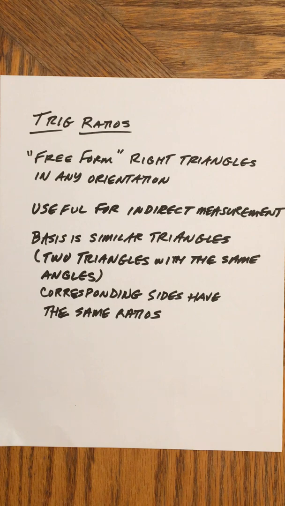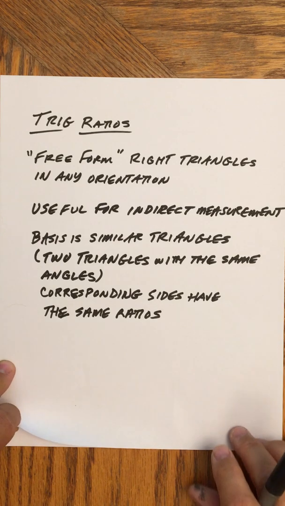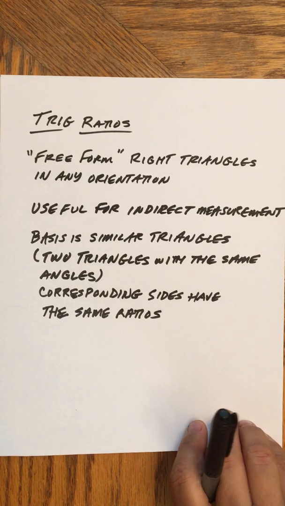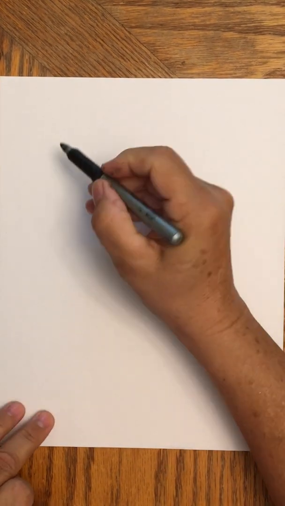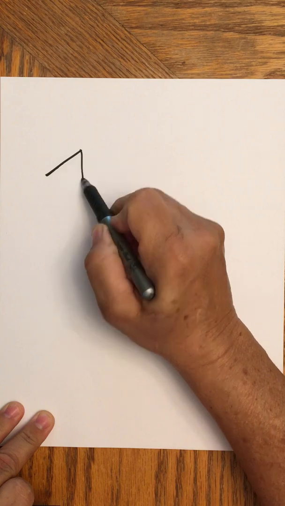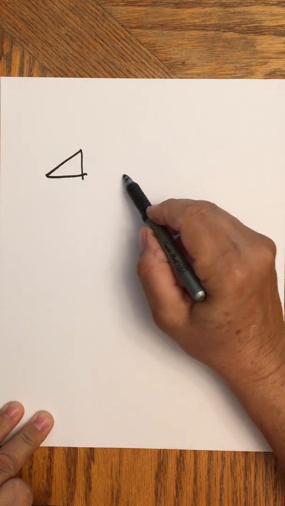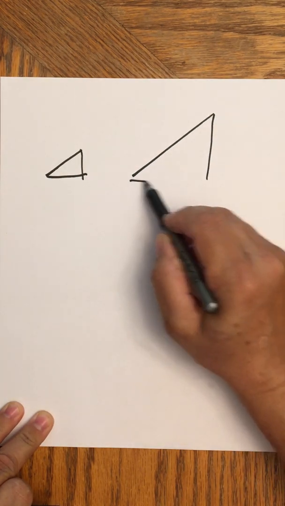So two triangles are similar if they have the same angles. They can be completely different sizes. They'll have the same shape. They don't have to be right triangles, but they have to have the same angles. And what we know about similar triangles is that corresponding sides have the same ratios. So what that means then is I can use a small triangle to basically give me information about a big triangle as long as they're similar.